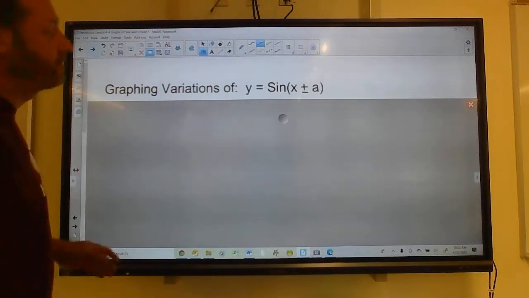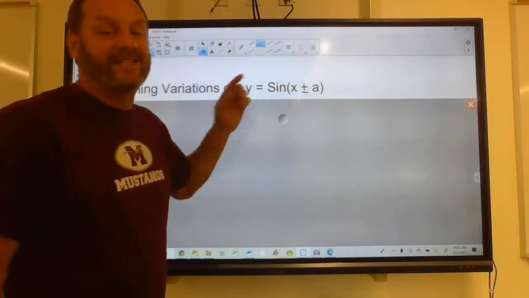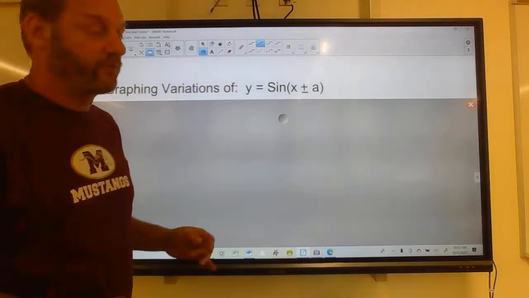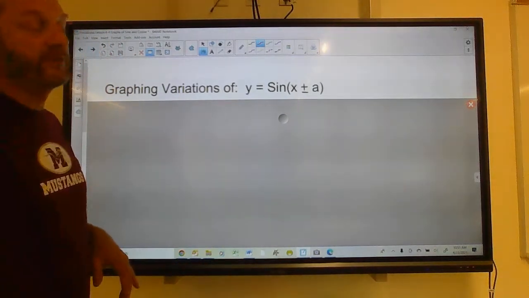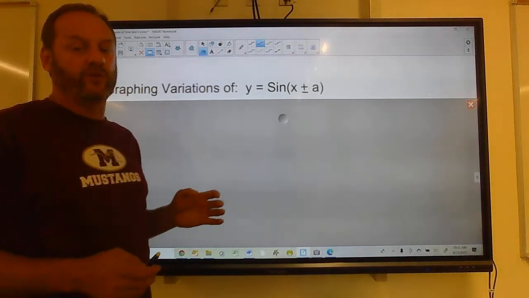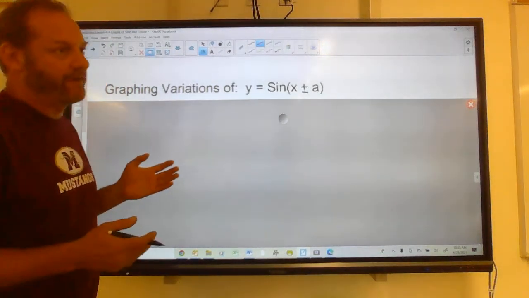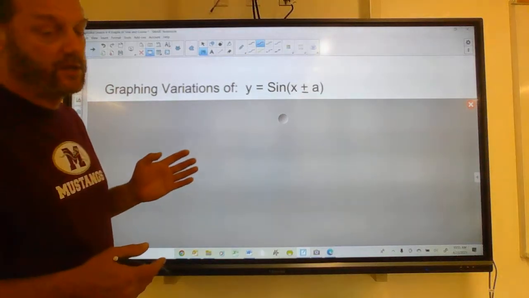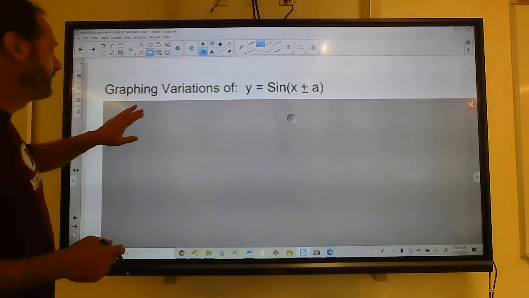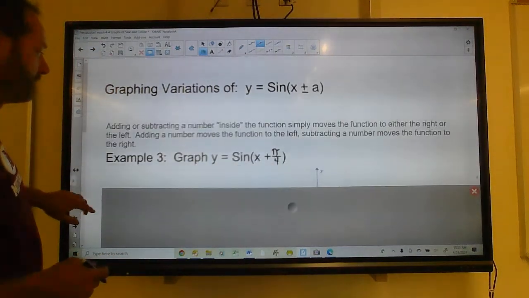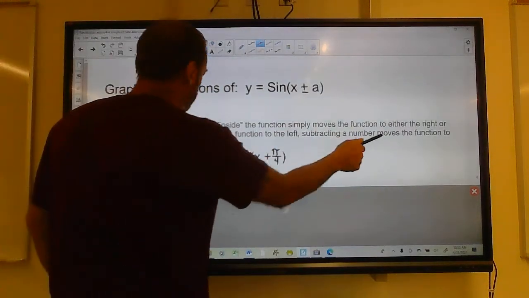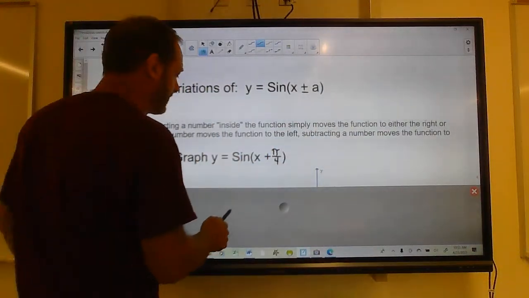Okay, now this is a little different because now I added or subtracted a number inside the function. That does not move it up or down. That moves it to the left or the right. Now, it's a little backwards thinking for a lot of people because you think, oh, negative, I'm going to move it to the left, but that's not the case. Negative, you're going to move it to the right. Positive, you're going to move it to the left. So subtracting a number moves the function to the right, adding a number moves the function to the left.